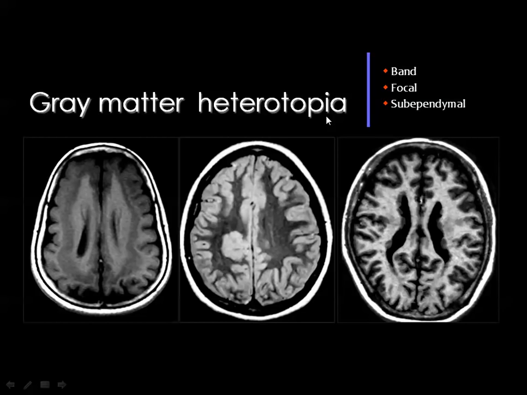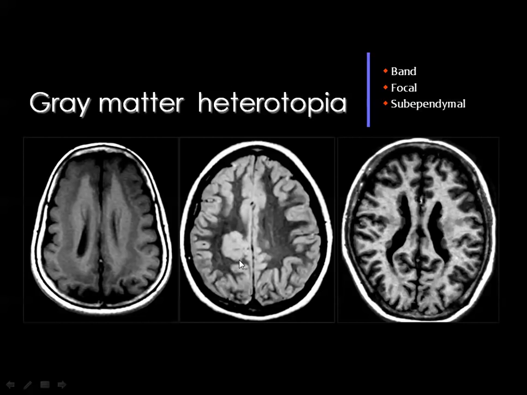Then we have actually three types of gray matter heterotopia. The ectopic location of the gray matter may be identified in one of three sites. The first one, which we have finished, is the band heterotopia, or the double cortex, in which some of the cells migrated to the cortex, while others rested before reaching the cortex, forming a band of gray matter underneath the original cortex.